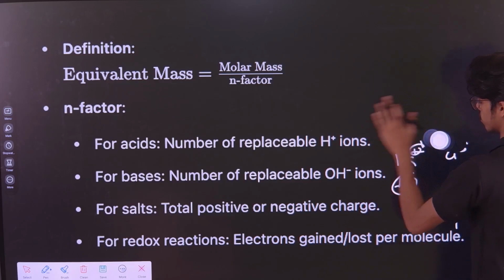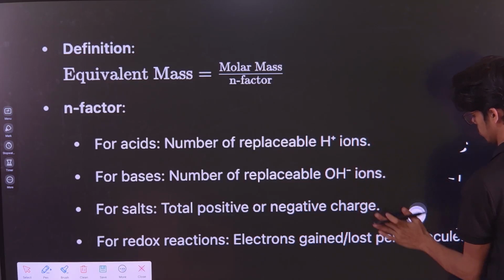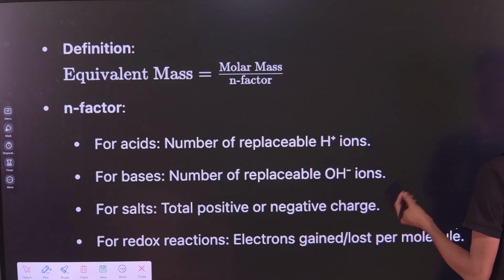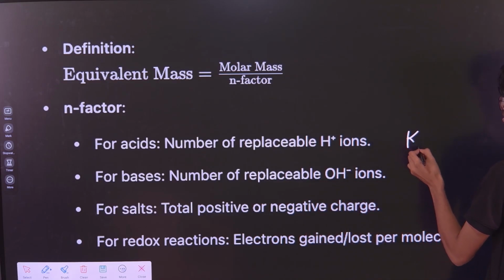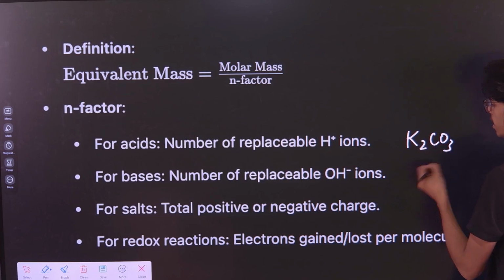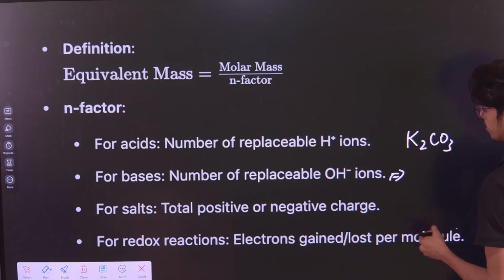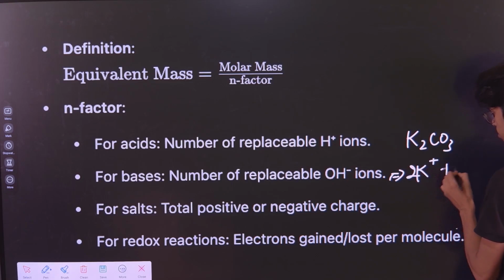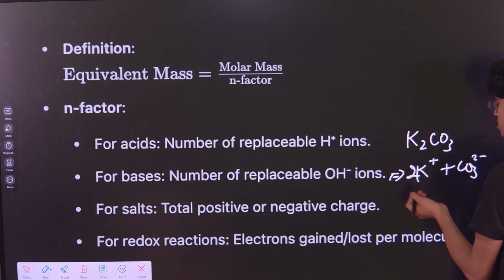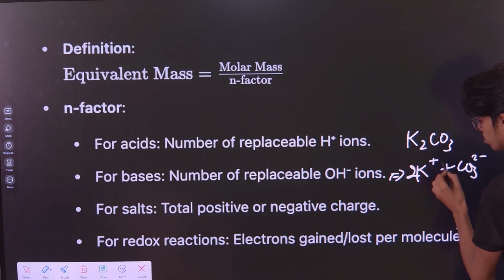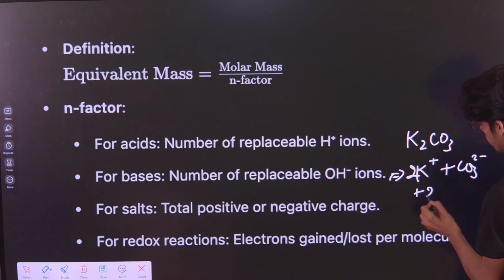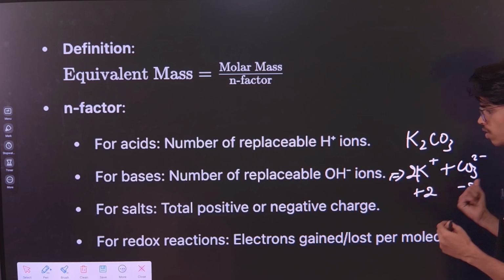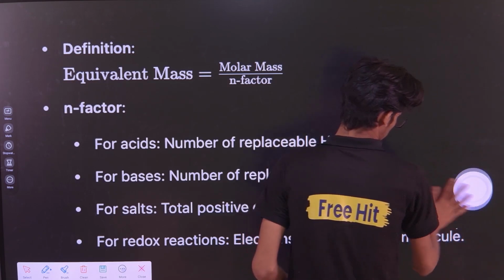Can we pick any other salt? Let's take K2CO3. How do you do it? K2 is 2 times K positive, plus CO3 2 negative. What is the amount of charge that is getting balanced? It is not 1 positive, it is multiplied by 2, so 2 positive and 2 negative. So what is the value of n? It is 2 for this salt.